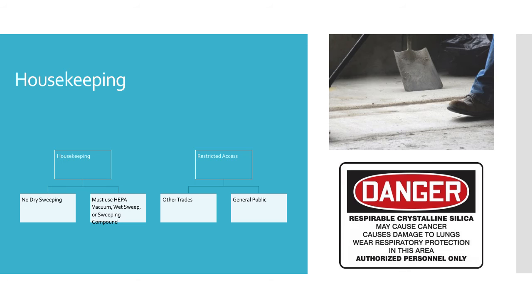OSHA has made it very clear that traditional dry sweeping and cleaning with compressed air is prohibited. Housekeeping going forward must be performed by using a HEPA vacuum, using a wet sweeping method, or using an approved sweeping compound, if available, to reduce dust exposure.